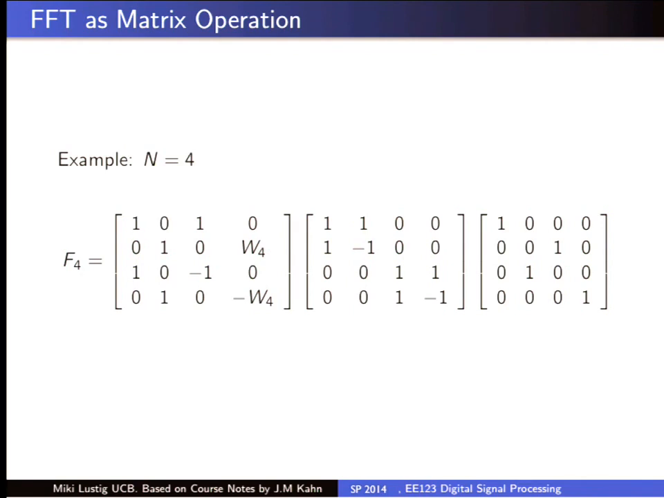So for the case of n equal 4, this will be the permutation matrix, multiplied by this matrix, multiplied by this matrix. And so each one of them is sparse. And so that's where you save the computation. And you compute it one after the other. And this is basically the idea in this decomposition, okay, making it sparse.